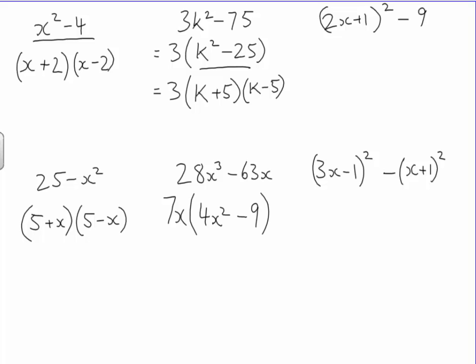So what I'll need to do now is to factorise this bit here, because that is the difference of 2 squares. So I'll keep the 7x out the front where it was. It's not going to change. And inside here, we're going to have the square root of 4x squared, which is 2x. Add 3 to that.